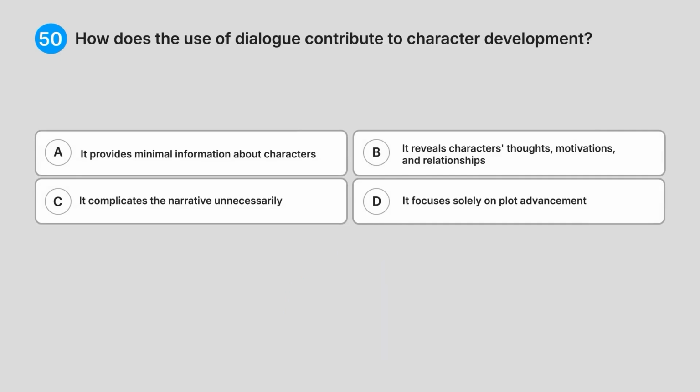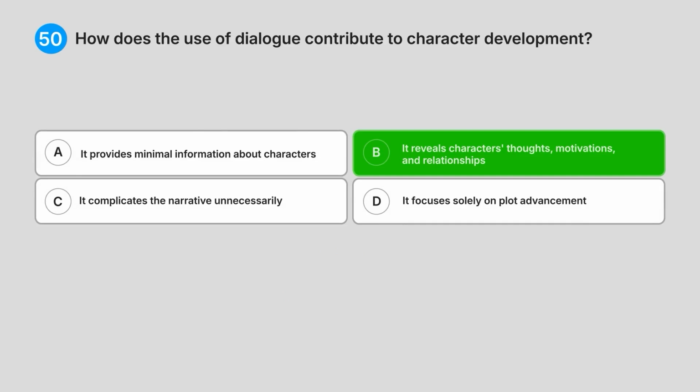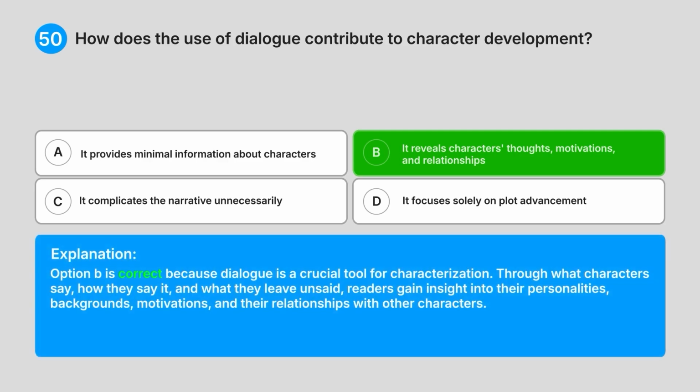Correct answer. B. It reveals characters' thoughts, motivations, and relationships. Explanation. Option B is correct because dialogue is a crucial tool for characterization. Through what characters say, how they say it, and what they leave unsaid, readers gain insight into their personalities, backgrounds, motivations, and their relationships with other characters.